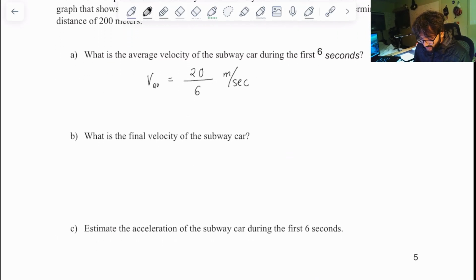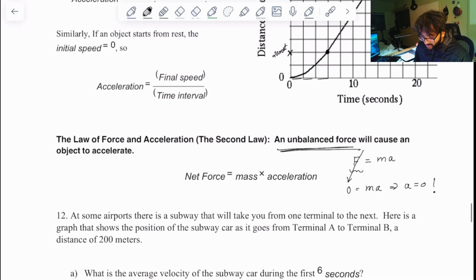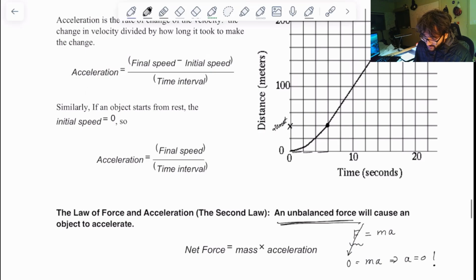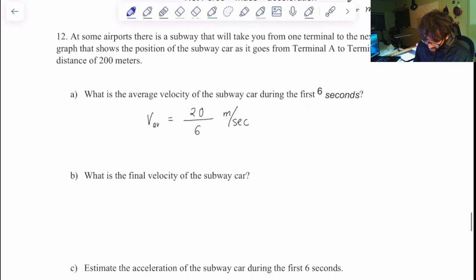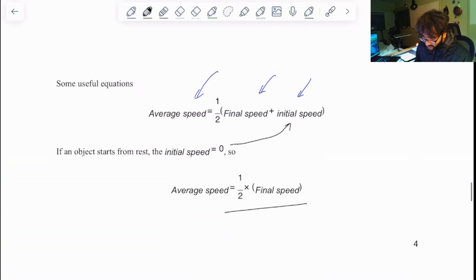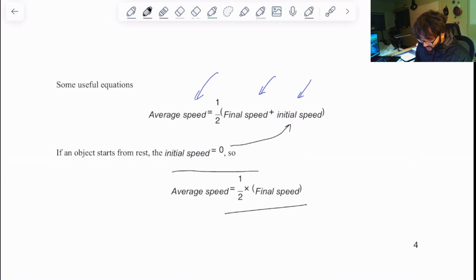What is the final velocity of the subway car? We're talking about the subway car velocity at this point right here, at the end of the first 6 seconds. So final velocity, right? Just from this equation right here, you know that the average velocity is half of the final velocity.